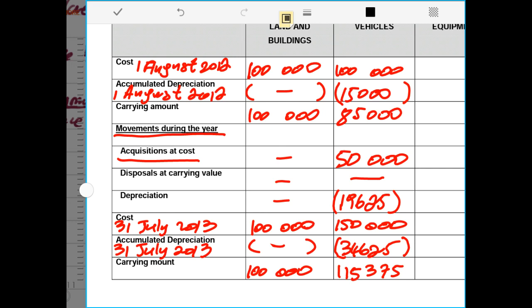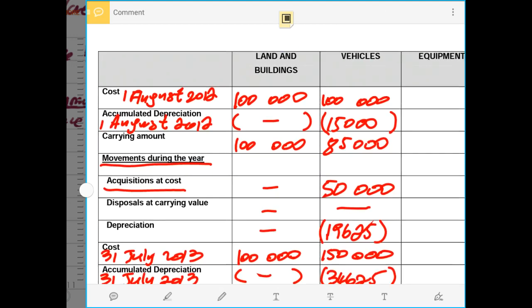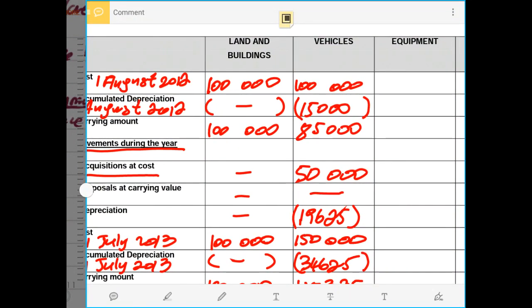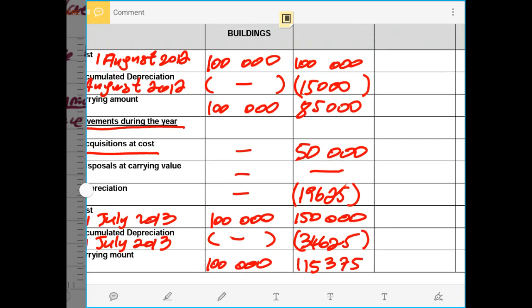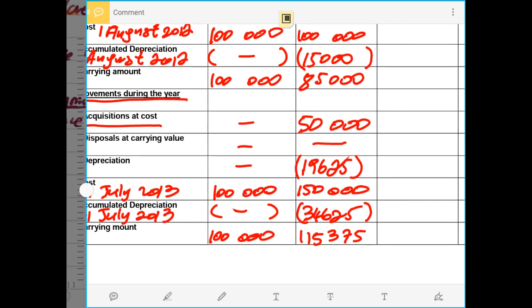Therefore, we go to the last entry, where we will be recording the cost, the movements, and the closing balance for all the equipment. Remember, when it comes to the equipment, there was a disposal of equipment during the year, and there was also a purchase of equipment during the year. So now we have to account for both of that.